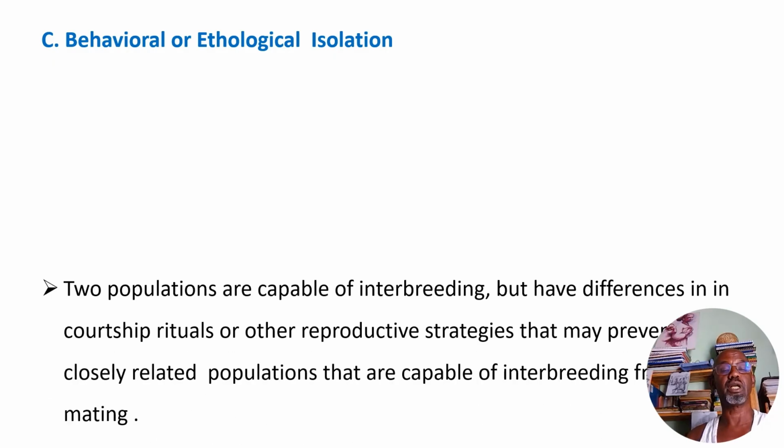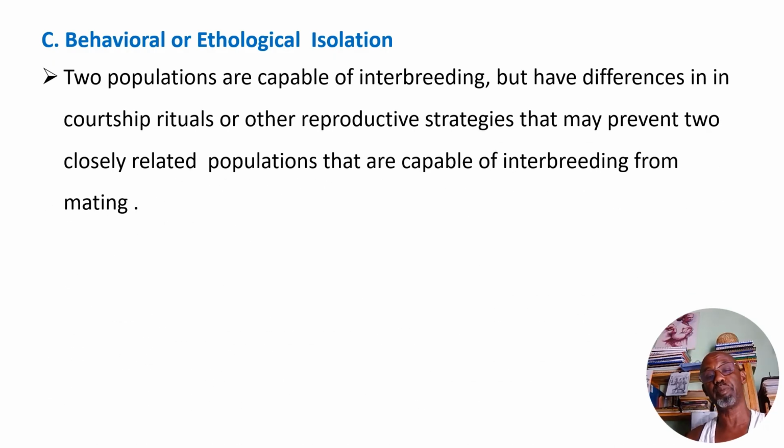Behavioral or ethological isolation: two populations are capable of interbreeding but have differences in courtship rituals or courtship behavior or other reproductive strategies that may prevent two closely related populations that are capable of interbreeding from mating. You see, because of difference in their reproductive strategies or courtship rituals, they become different species.